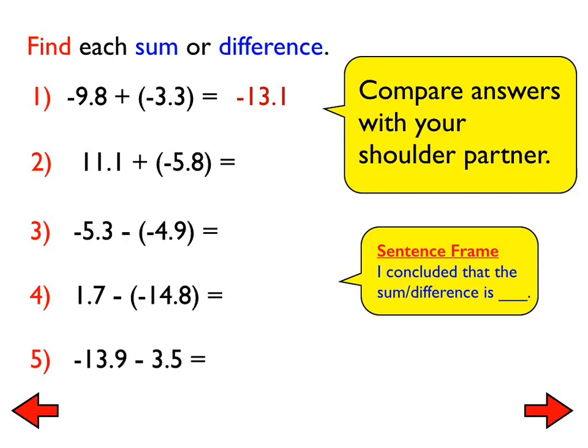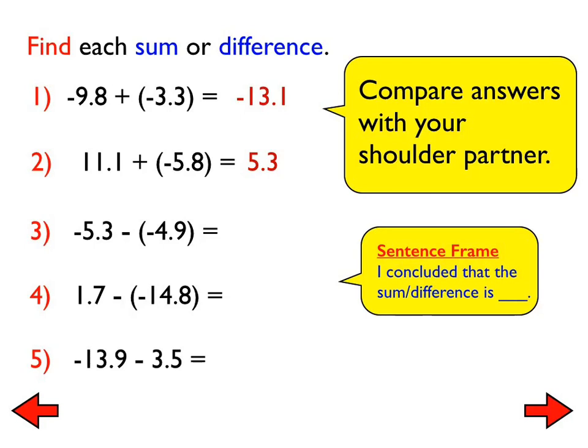Number 2. I concluded that the sum is 5.3. We have 11.1 positives. We have only 5.8 negatives. We have more positives than negatives. That's the reason why it's positive. And in fact, we have 5.3 more positives than negatives. Keep going here. Number 3.